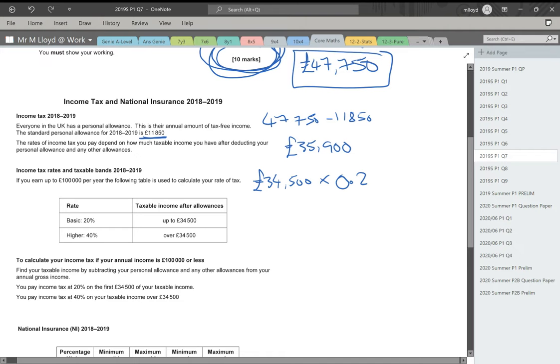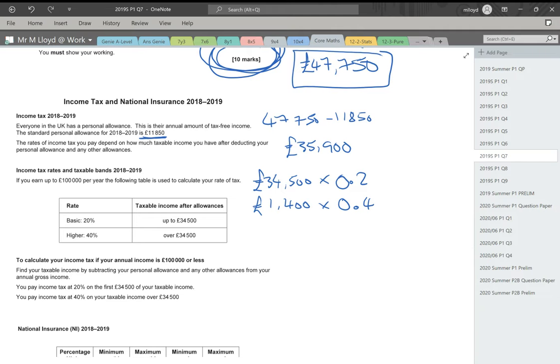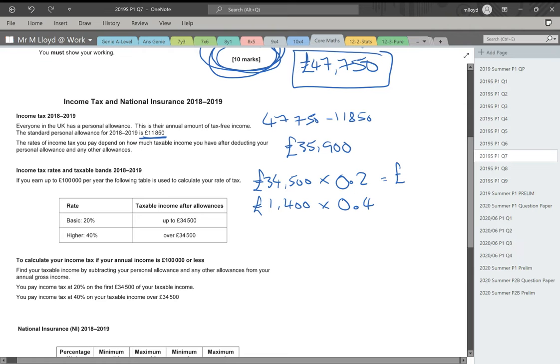And the rest of it, so we've got a little bit of an amount above that, haven't we? We've got 1,400 above that, and that's going to be multiplied by 0.4. So this is working out his tax calculation. Multiplied by 0.2, so that gives us 6,900. And then in the next bit, 1,400 times by 0.4 is £560. So add them together. Overall, his tax deductions will be 7,460.